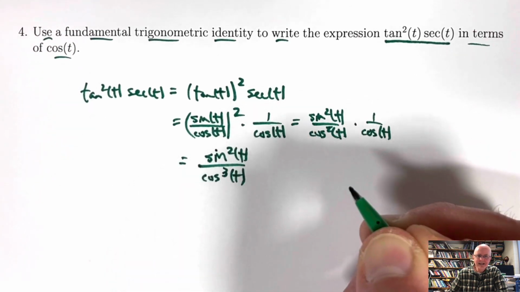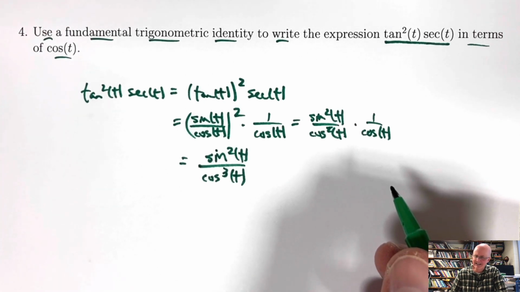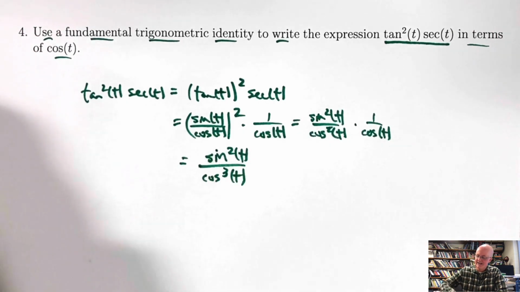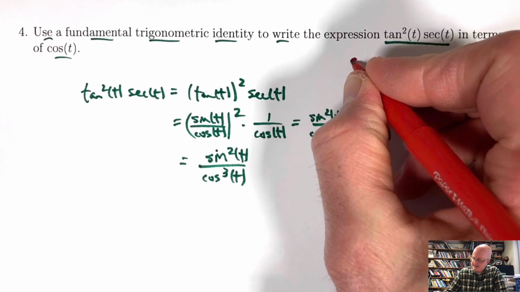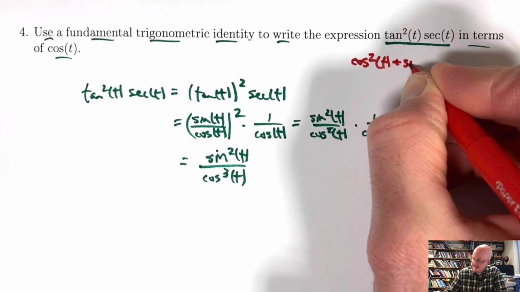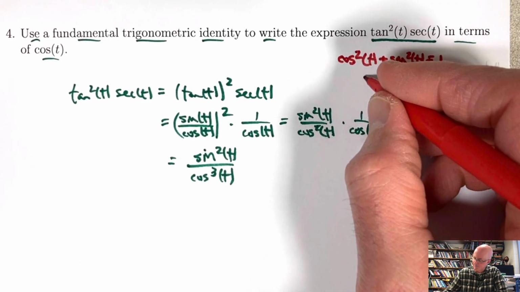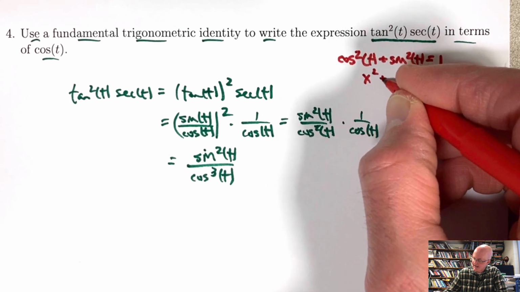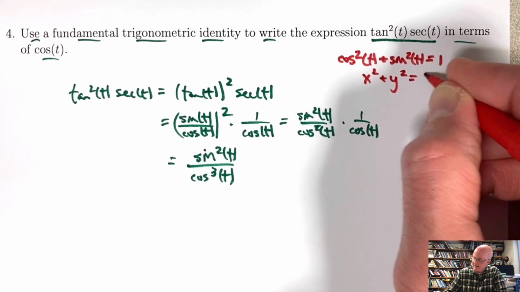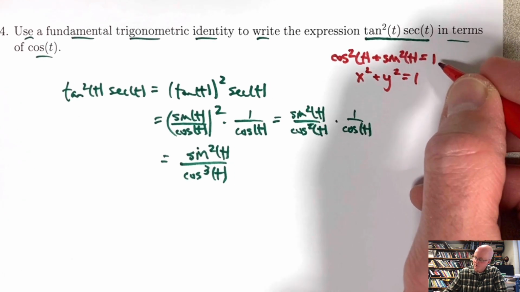Am I done? It says in terms of cosine of t, not cosine and sine. What other trigonometric identity might be useful here? The fundamental one, called the Pythagorean identity, cos squared t plus sine squared t equals 1. I haven't mentioned that. It's based on the unit circle and the fact that cosine is x and the sine is y. There's the equation of the unit circle. This equation is true. It's an identity.